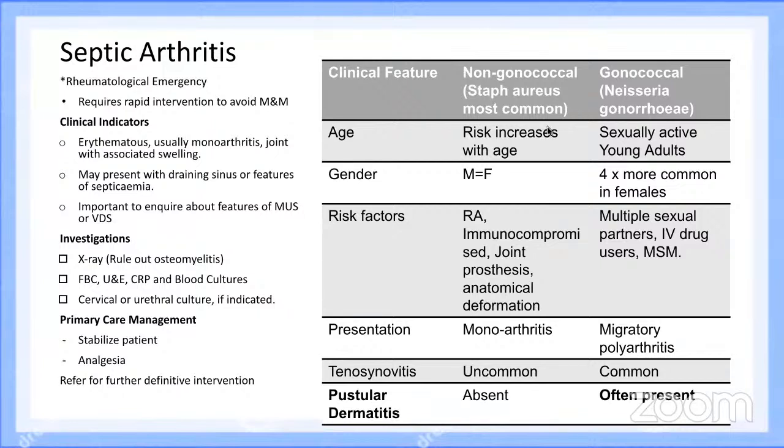On the right, we have a quick differentiating table to help with the diagnosis, including age, whereas gonococcal occurs in younger adults and more commonly in females, as well as you would have a migratory polyarthritis with a gonococcal septic arthritis as opposed to a monoarthritis in non-gonococcal disease. And you can also have a pustular dermatitis in gonococcal disease.